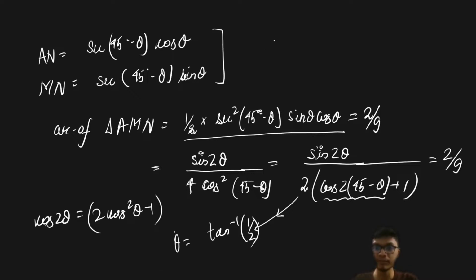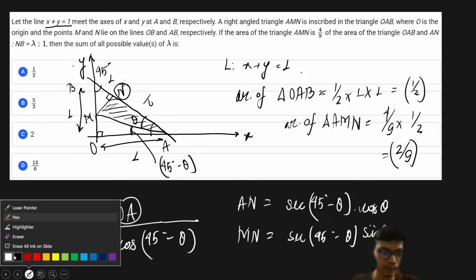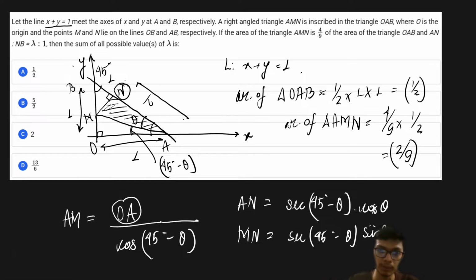And again, we have AN divided by NB given as lambda by 1. So what is AN and what is NB? If you look at AN and NB, AN is basically sec of 45 minus theta times cos theta, and this BN distance is simply this total length minus this particular length. That particular ratio is basically given as lambda by 1.